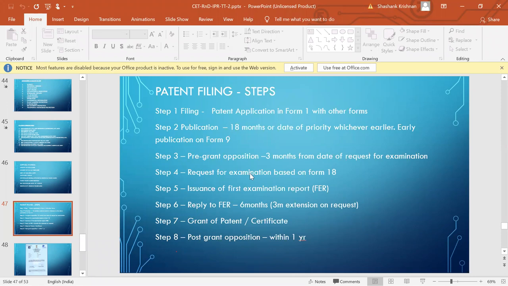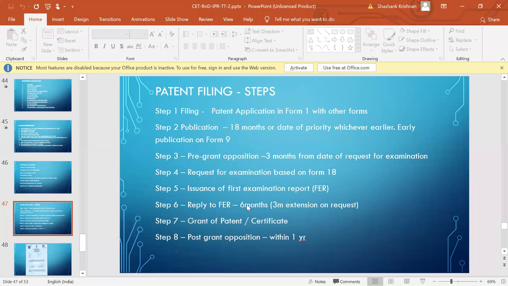After examining all this, he will give you the first examination report. That means on novelty, on non-obviousness, industrial utility. If all these three are passed, he will say it seems to be okay. Otherwise, he will raise an objection. And you have an opportunity to reply to the first examination report within 6 months of the date on which it has been raised. He may give you a 3 months extension if you specifically request. But I think in most cases, you should be able to reply within this 6 months.